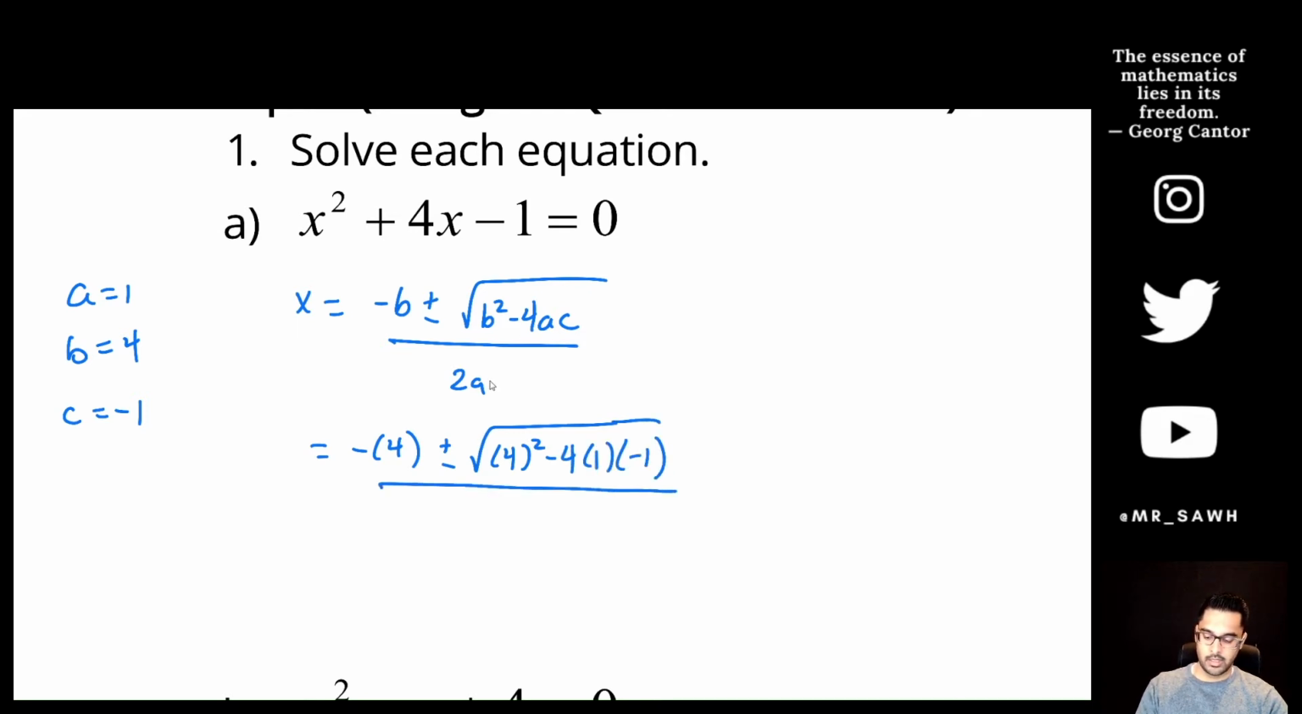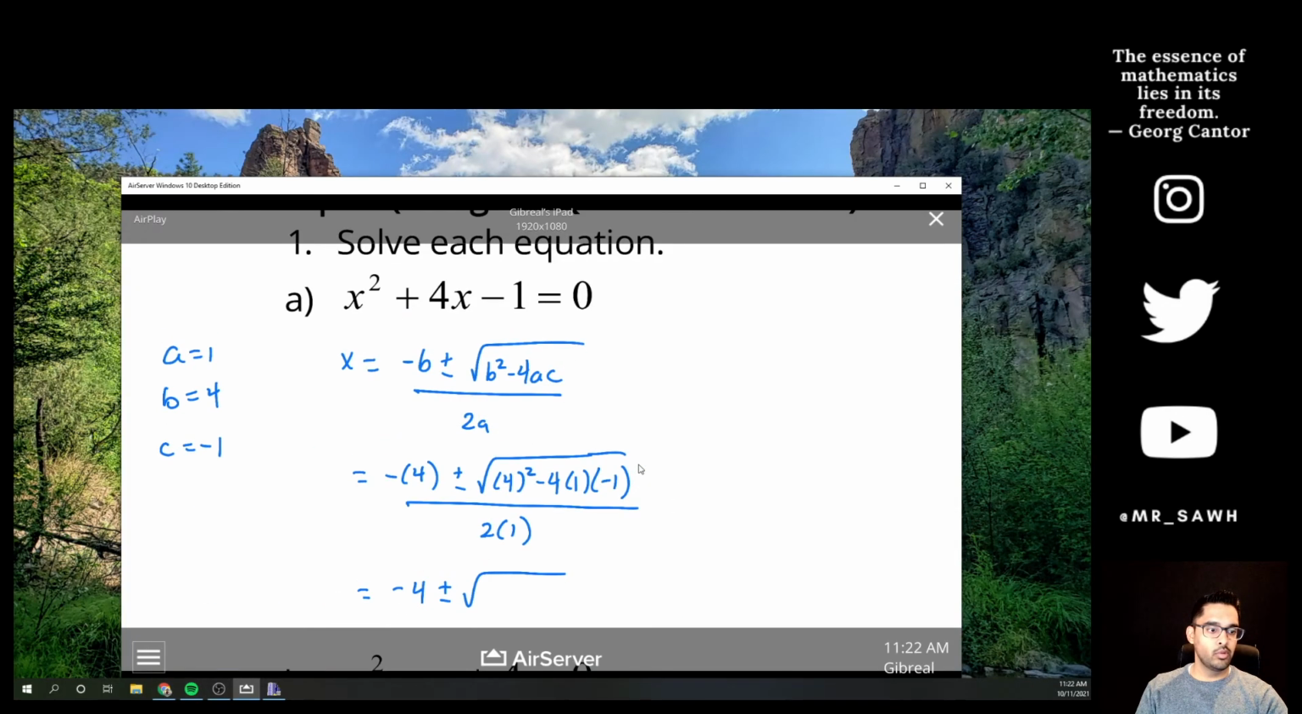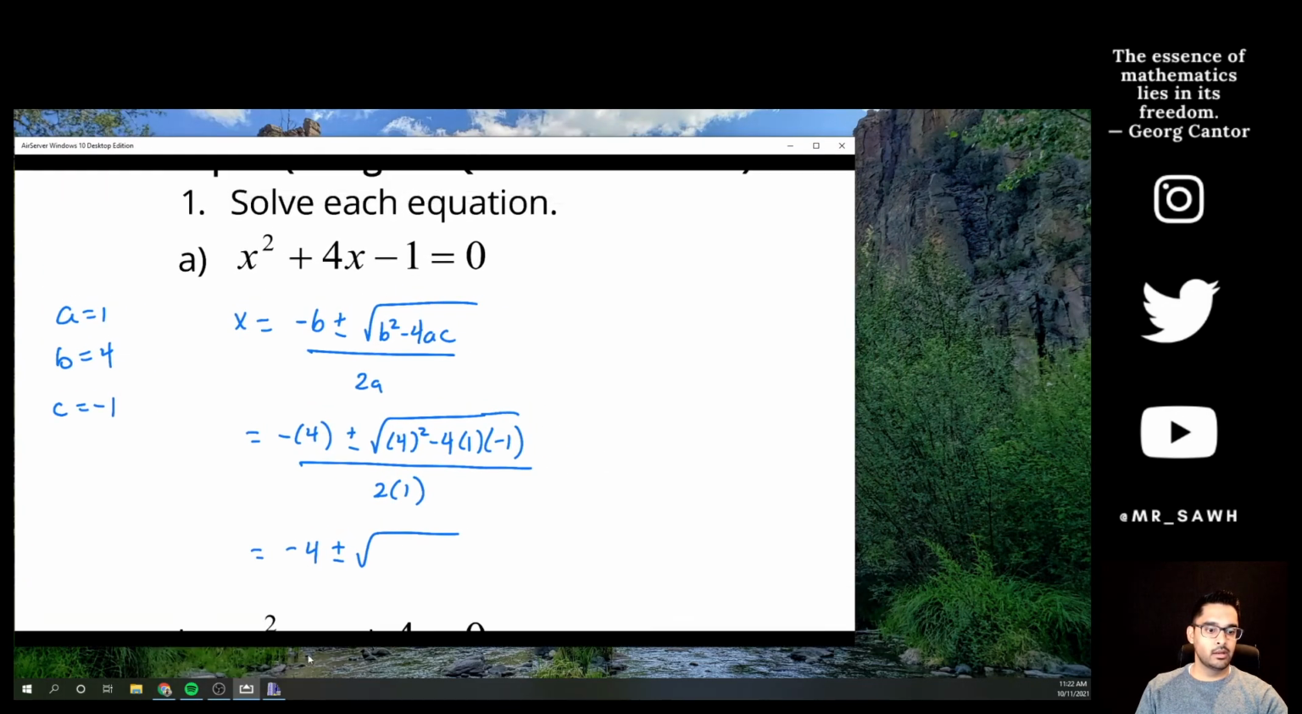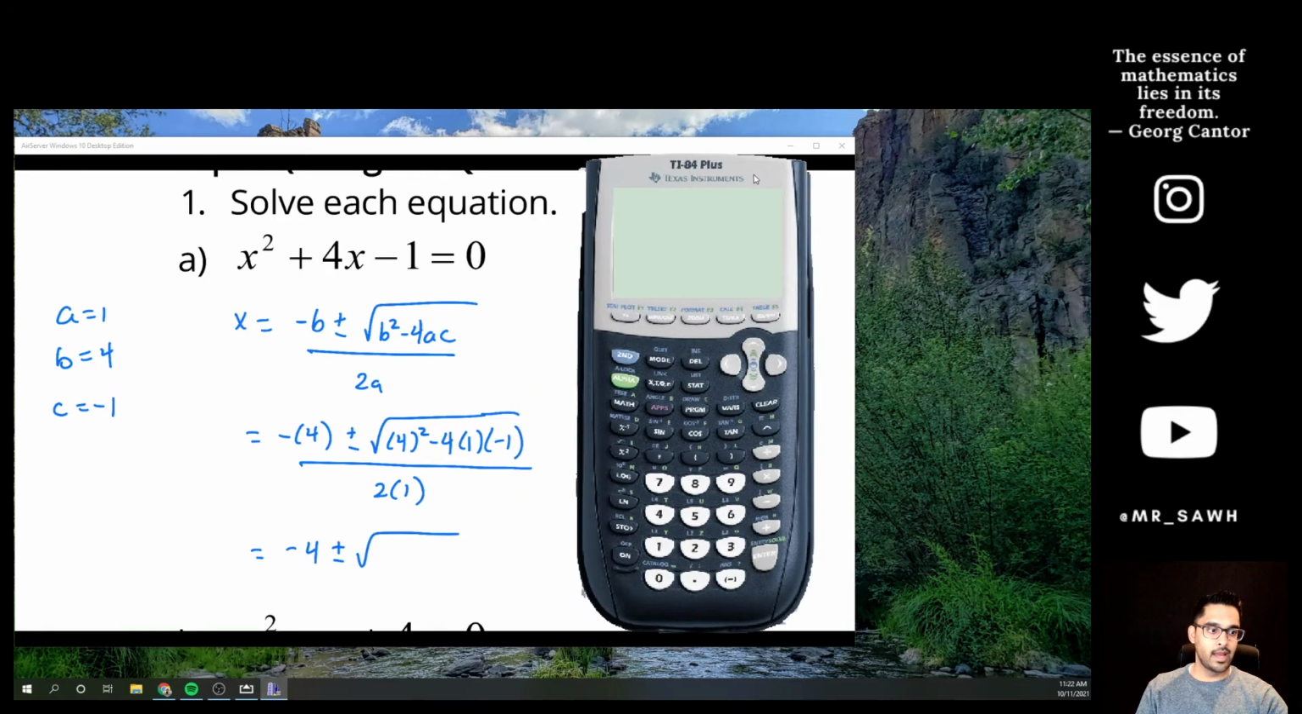Whole thing divided by 2a, which is just 2 times 1. So you can simplify this. You get negative 4 plus or minus the square root. And underneath is where you're probably going to have an issue, especially with the minus signs. Now you can put the whole thing in a calculator just to get what that radicand's supposed to be, but the brackets are going to be your friend here.